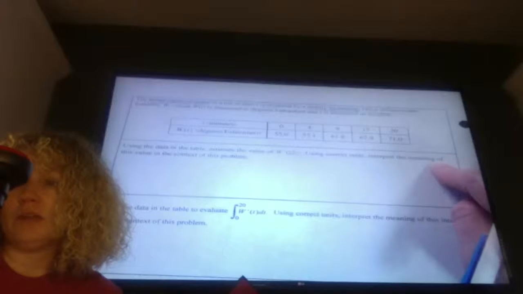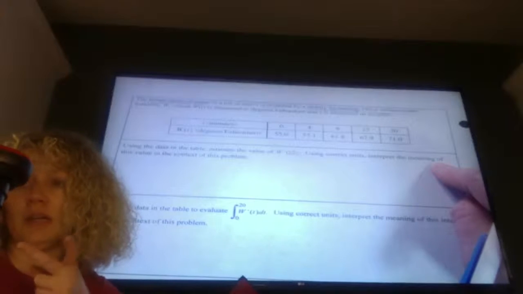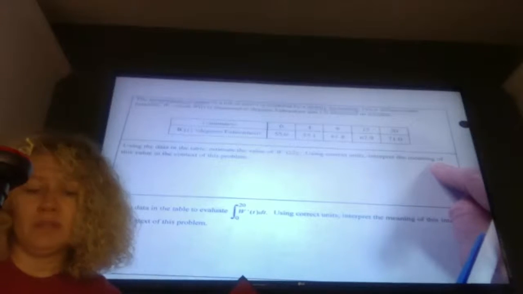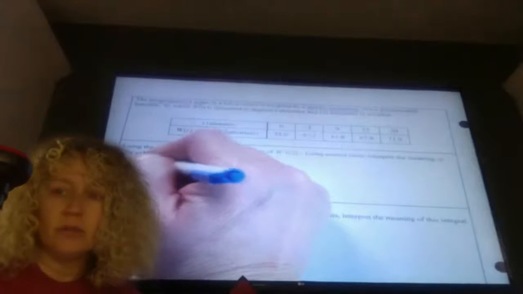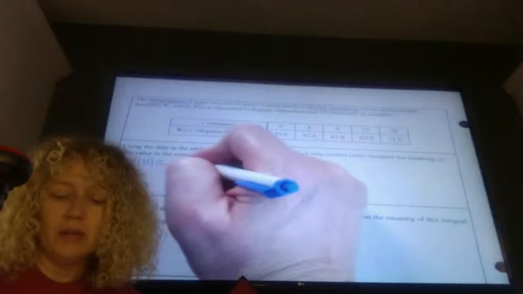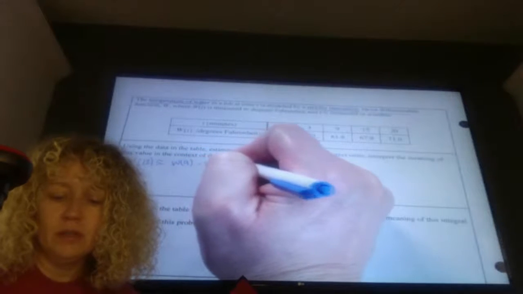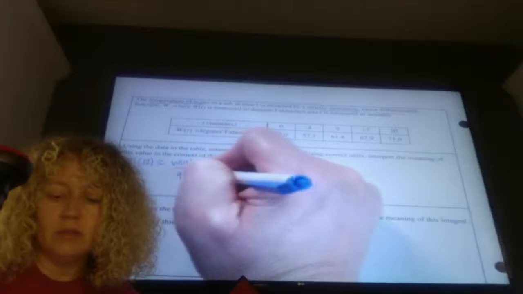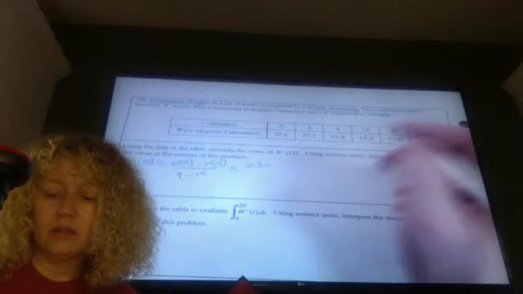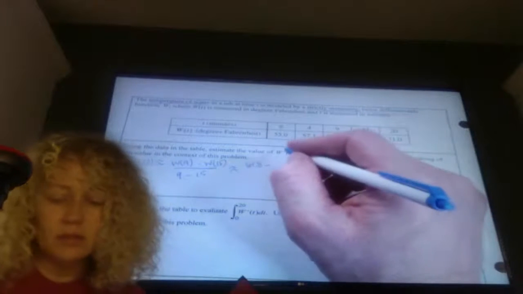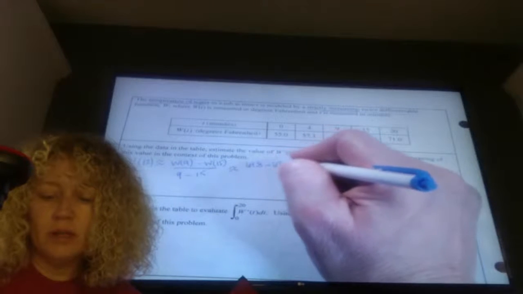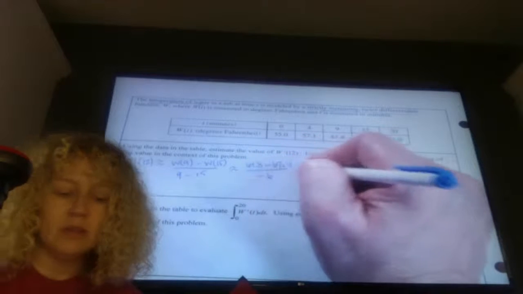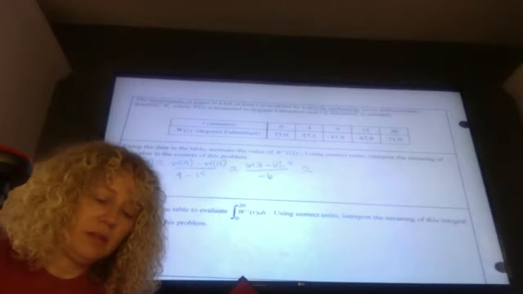Okay, so I need to estimate W prime of 12. So I'm going to go on either side of it and use 9 and 15. So W prime of 12 would be about W of 9 minus W of 15 over 9 minus 15. So that's about 61.8, 67.9 over negative 6. Gotta use my handy dandy calculator.